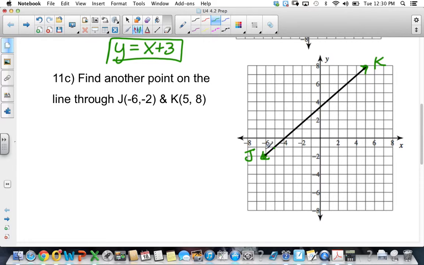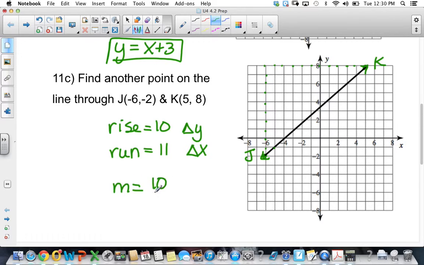And if you count the rise, 1, 2, 3, 4, 5, 6, 7, 8, 9, 10, you'll see that the rise is 10. That's your change in your Y values. And your run is 1, 2, 3, 4, 5, 6, 7, 8, 9, 10, 11. Your run is 11. That's your change in X values. Well, as a slope, that's 10 over 11.